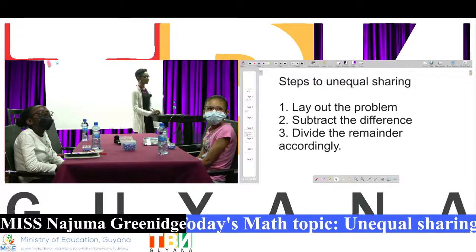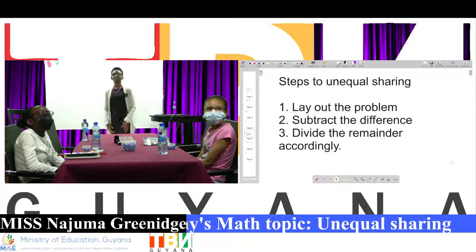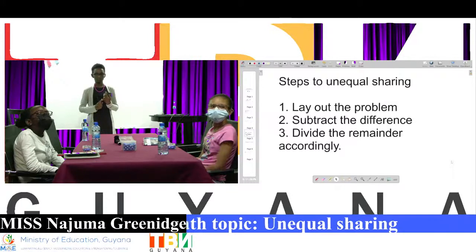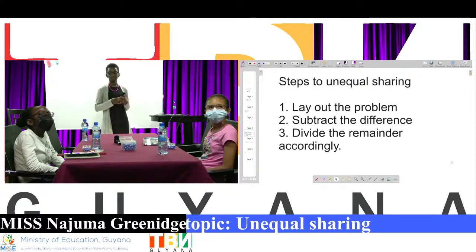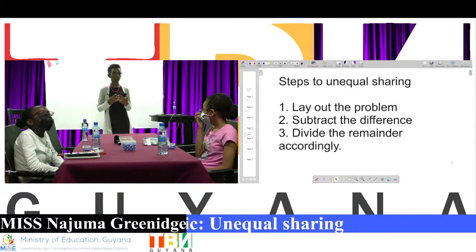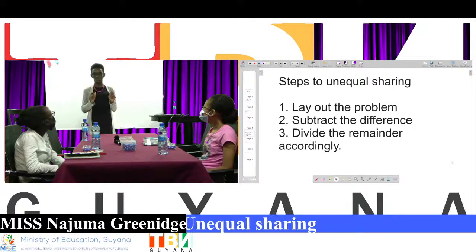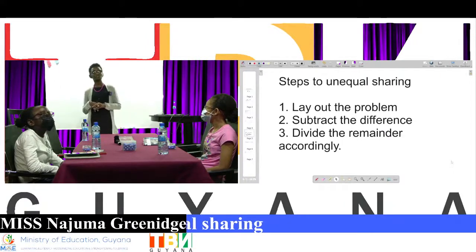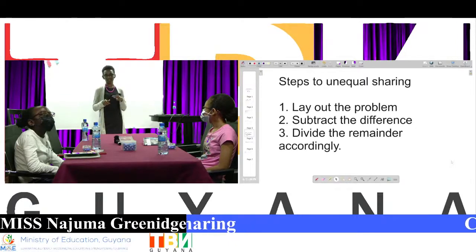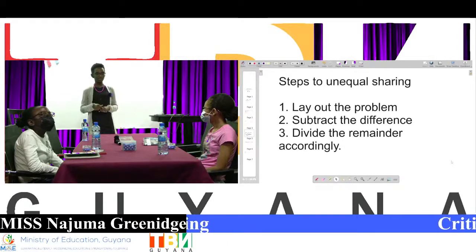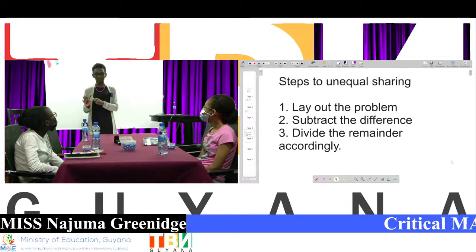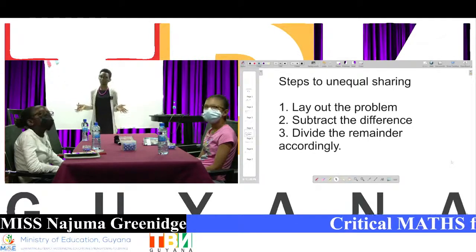unequal sharing. So the first thing that we need to do is to lay out the problem. If they give you the names of individuals in the problem, you write them down and try to assess what is happening in the question. The second thing to do is to subtract the difference. As I was telling you earlier, when we were working with the marbles, you were subtracting the difference, the person who was getting the extra. So you subtract the extra from there. And then you divide the remainder accordingly.